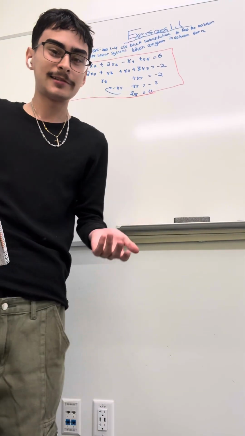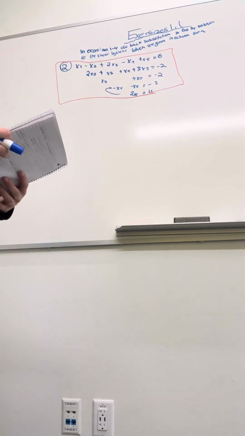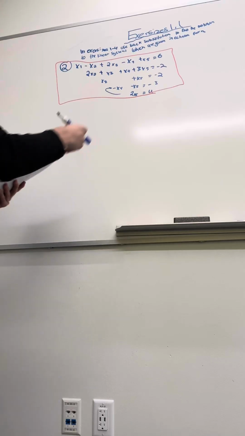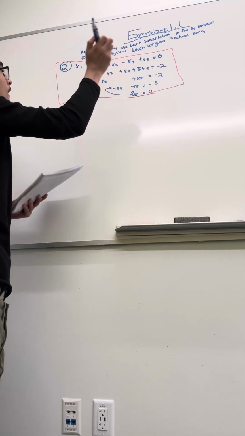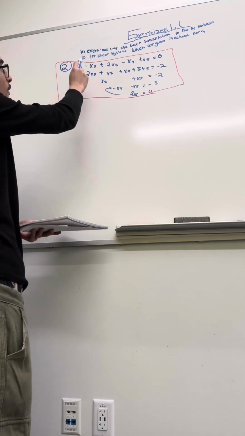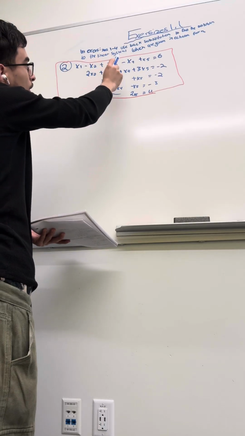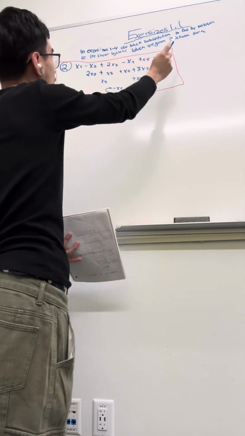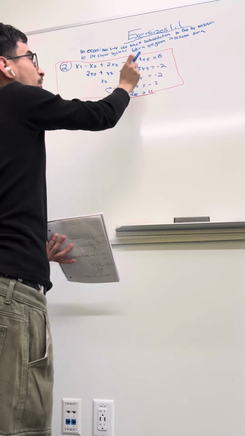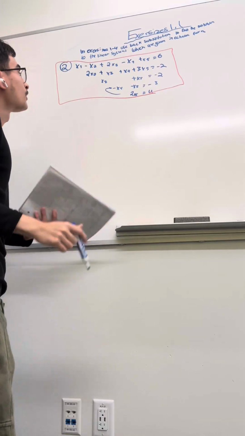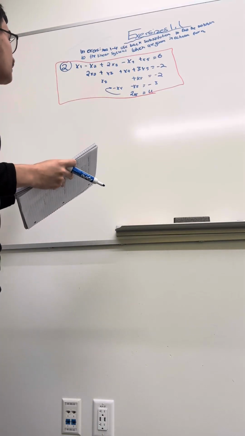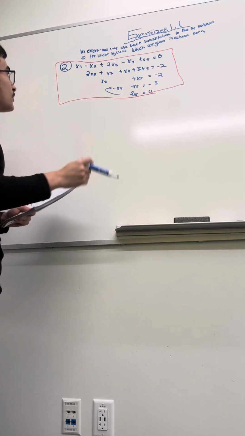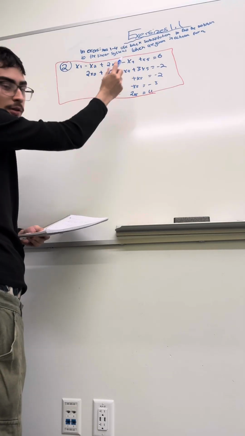Hello, my name is Alex, and the problem that I was given is in exercise 1.1. I was given question number 2, which says in exercises 1 through 4, use back substitution to find the solution to the linear systems which are given in echelon form. So the linear system that I was given in question number 2, it's the first equation on the top.